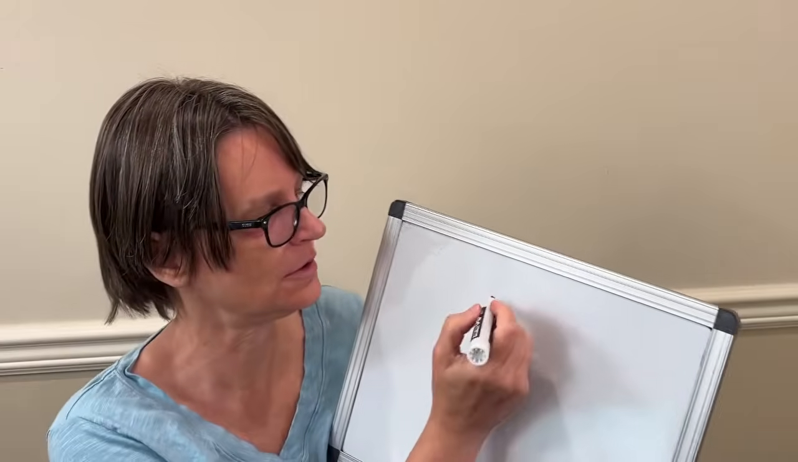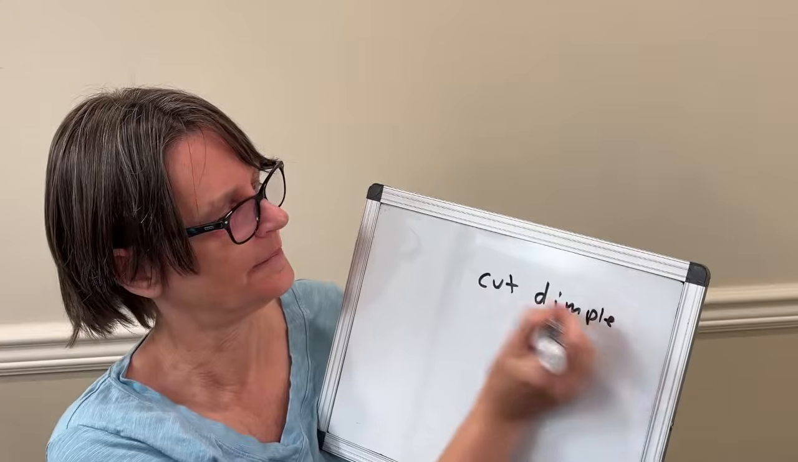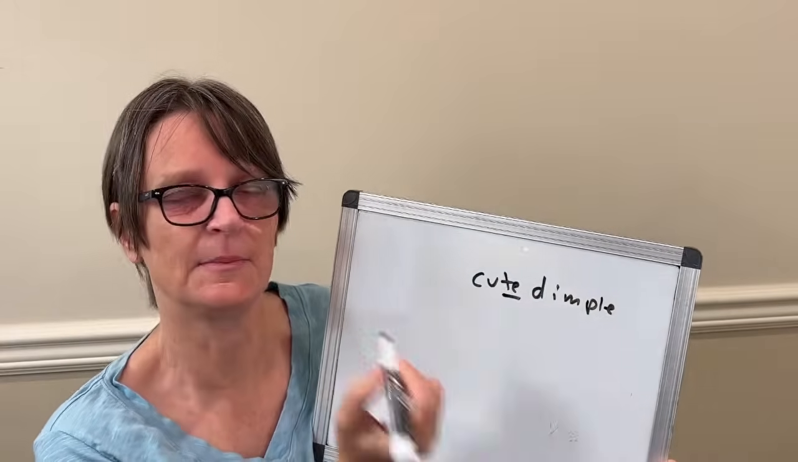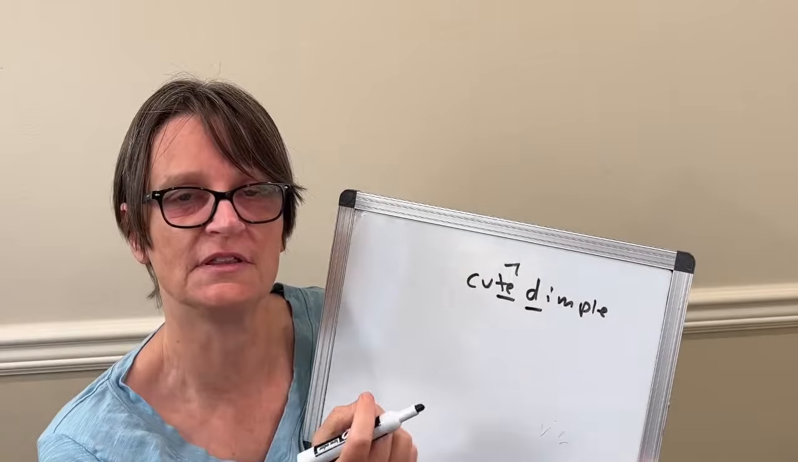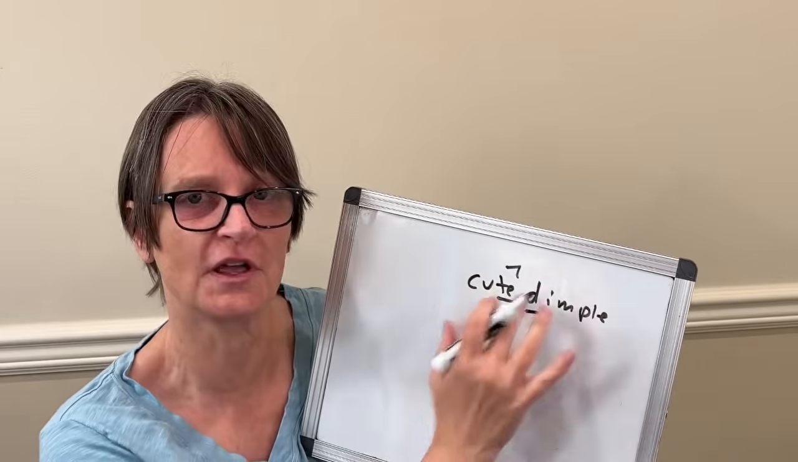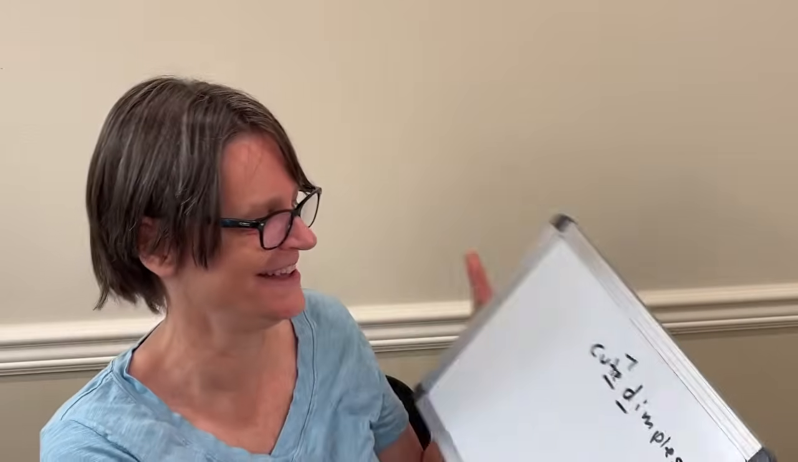We have a question about in cute dimples, do we use a flap T or a true D? So in cute, if I'm doing cute dimples, for this T, I'm going to use an unreleased T. And then cute dimples, I'm going to use a true D there, cute dimples, because I'm starting a syllable with that D. Cute dimples. Yeah, that's a cute phrase.